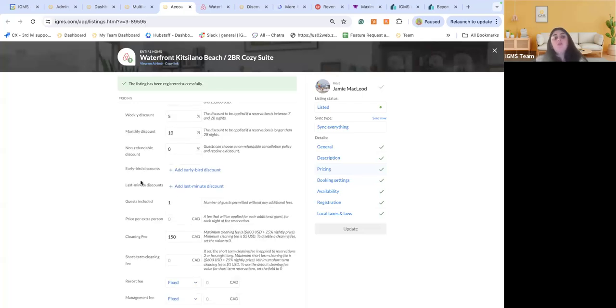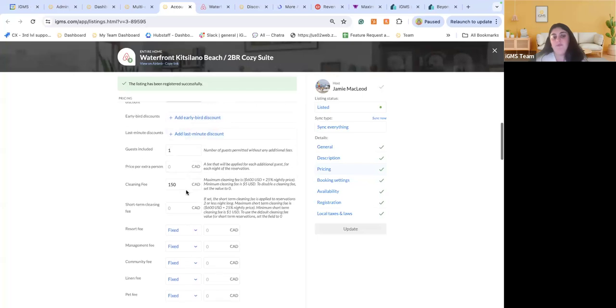What discounts I would recommend is to utilize all the types of discounts that you can. Of course, if it's profitable for you. So a weekly one, monthly one, non-refundable one as well. If you have an option, I think it's called a flexible cancellation policy, where the guest can book either a non-refundable rate or a refundable rate, I would also recommend adding a non-refundable discount. And of course, the last minute and early bird discounts as well.